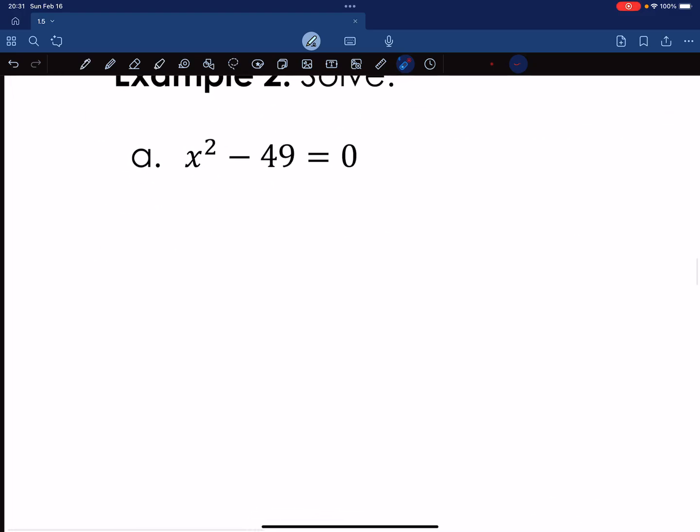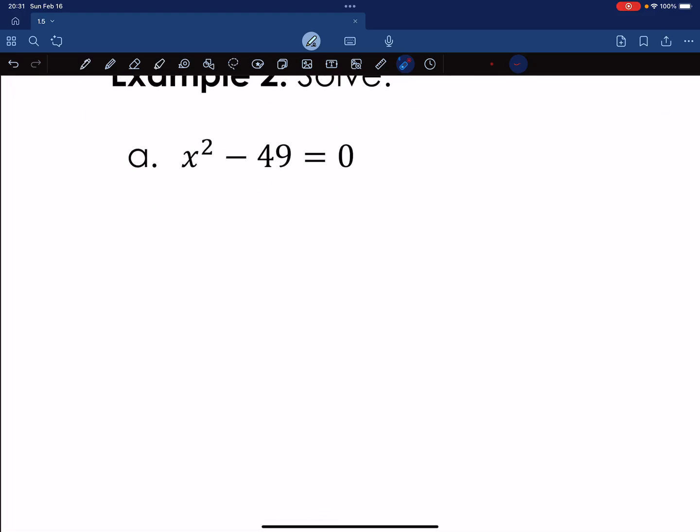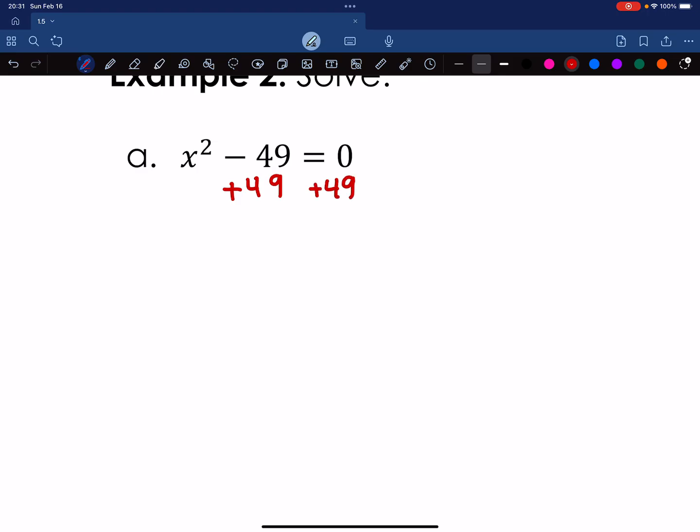Okay, so here we go. And this only works when you have an x squared term and a constant. It does not work if you have an x squared term and an x. That is when you'll need to factor or use another method. So for this particular problem, we're going to go ahead and subtract or add 49 to both sides. When we do that, we get x squared is equal to 49.